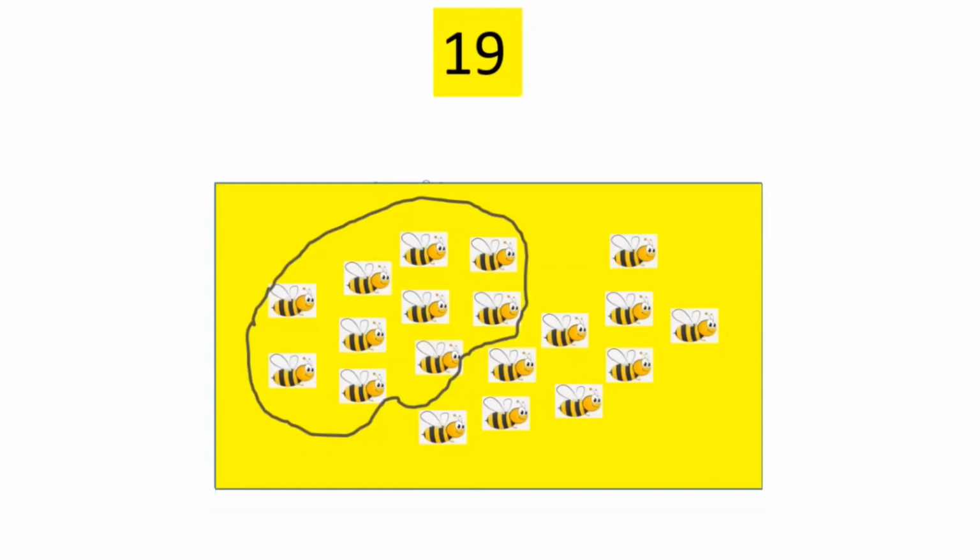How about 19? Look at those bumblebees. They're just all over the place. Well, an easy way for us to count those bumblebees is to circle a group of 10. So I know in that circle there are 10. And I don't have to count them again. I counted them, drew a circle around them. So now let's see how many extra ones I have. Count with me. 1, 2, 3, 4, 5, 6, 7, 8, 9. I have 9 extras. So 10, 9, that is 19. That's right. Let's count on from 10. 10, 11, 12, 13, 14, 15, 16, 17, 18, 19. Good job.